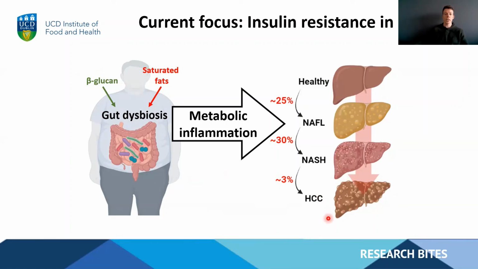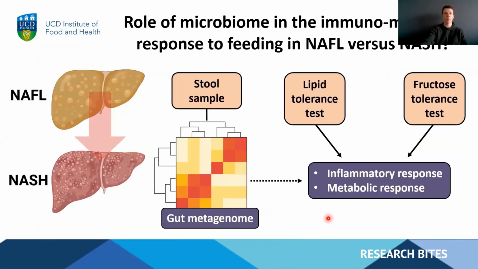And because my project is funded by the DevelopMed Precision Oncology funding, I'm going to try and link this to HCC, hepatocellular carcinoma. So very briefly, the first study we're conducting is comparing patients with just simple fatty liver to those with steatohepatitis, which is an inflammatory fibrotic condition. And by looking at their gut metagenome or their microbiome contents, we'll see if there's any link between this and their metabolic and inflammatory responses to dietary triggers, for example, high lipid tolerance tests or a high sugar tolerance test. So hopefully, if I do another one of these talks in the coming years, I might be able to share some of this data with you.